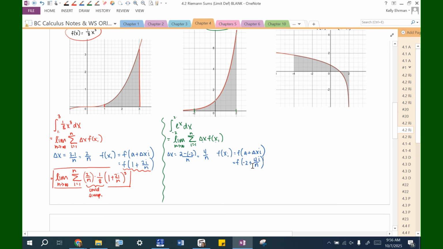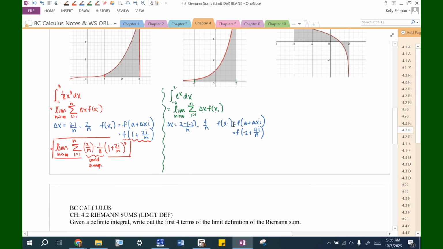Okay, now I need to actually plug that into the function. The function is e to the x, and I'm going to carry on with my limit definition here. So now that I know these two pieces, I'm going to sub them in here and here. So, oh no, not the integral. Sorry. So the limit as n approaches infinity of the sum from i equals 1 to n of delta x, which is 4 over n, times f of this. So what is this? So e to the x, and in place of x, we're putting this whole thing: negative 2 plus 4i over n.